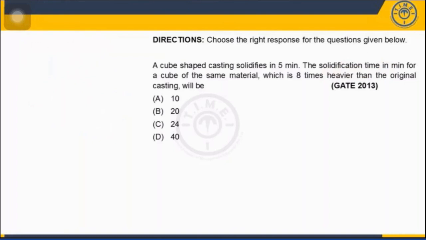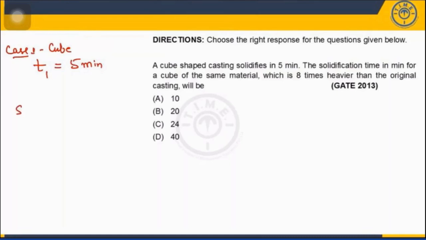Okay. Now the question based on the third one is: a cube shaped casting solidifies in 5 minutes. Okay, one cube is solidifying in 5 minutes. So the solidification time is given as case number 1, which is the cube, 5 minutes. You have to calculate the solidification time in minutes for a cube of the same material, which is 8 times heavier than the original casting. Okay. So first I have assumed this is case number 1. The solidification time is 5 minutes.